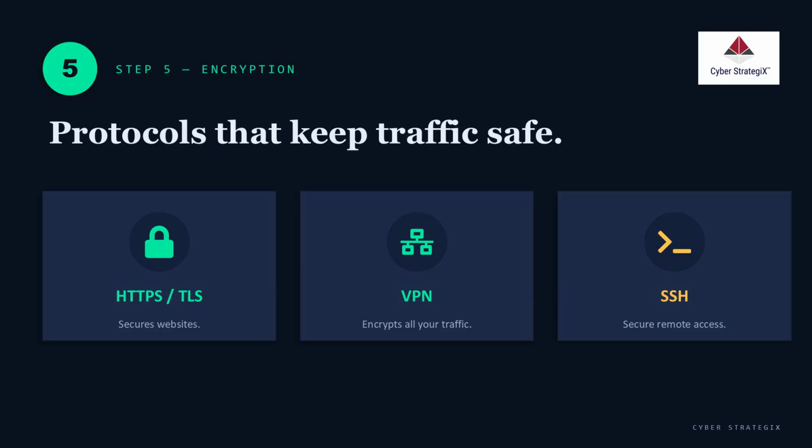HTTPS, powered by TLS, secures your web traffic. Always look for it. A VPN wraps all your traffic in an encrypted tunnel, useful on untrusted networks. And SSH gives secure, encrypted remote access to systems, mostly for tech folks. The common theme: encryption turns readable data into gibberish for anyone who intercepts it.